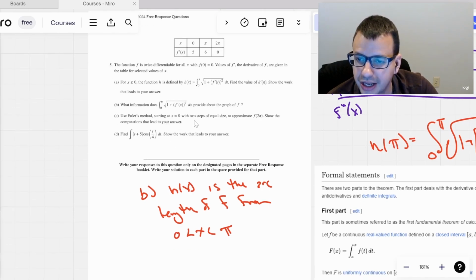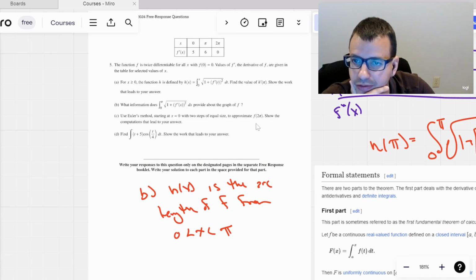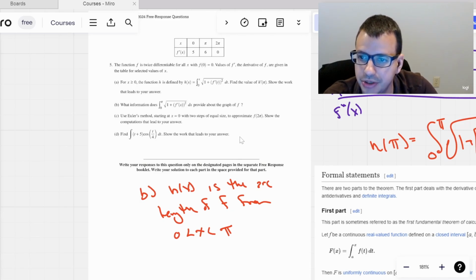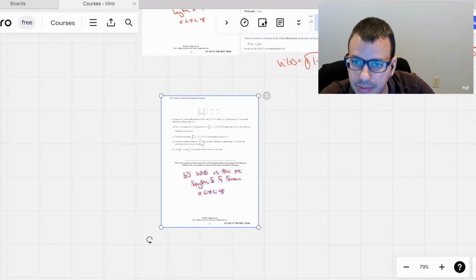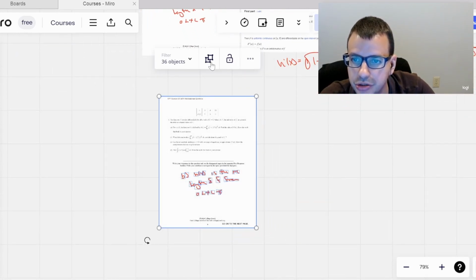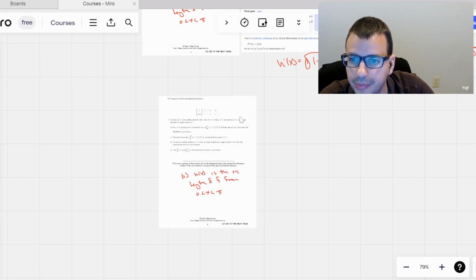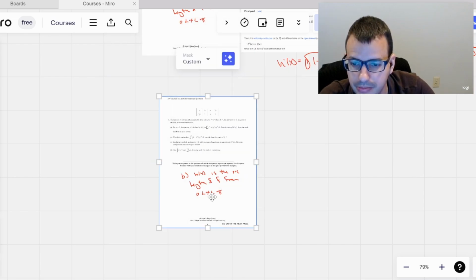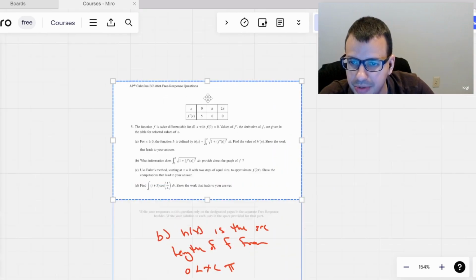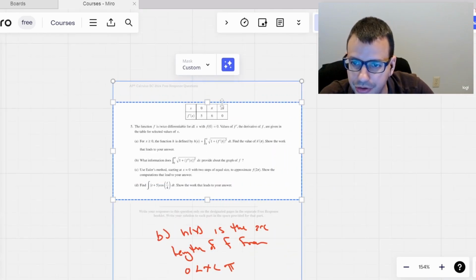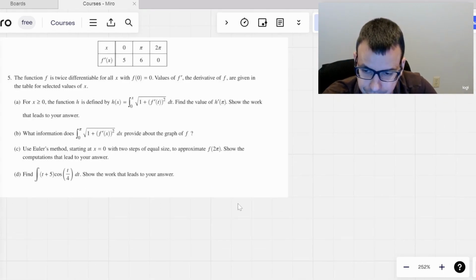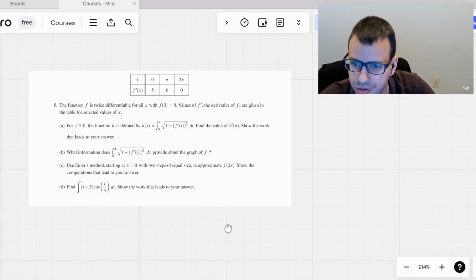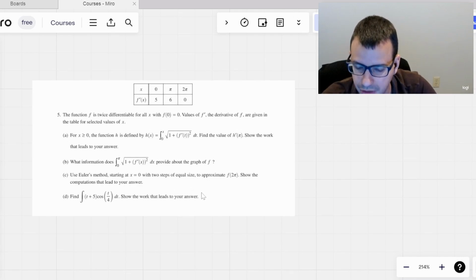Use Euler's method starting at x equals 0 with 2 steps of equal size to approximate f of 2 pi. Show the computations that lead to your answer. Okay, so I'm just going to copy and paste this down here. When I do Euler's method, I try to be as formulaic and methodical about it as possible. So I'm going to try to start over and do it from here.